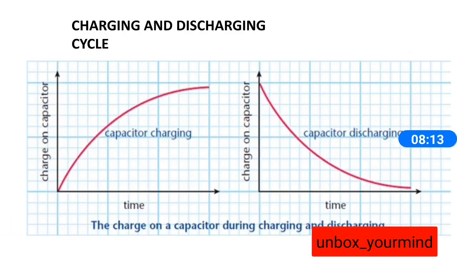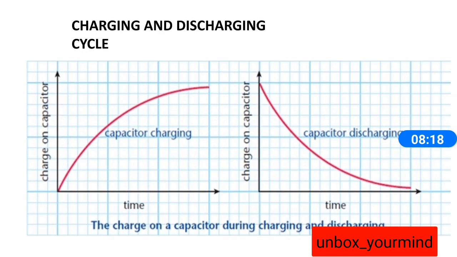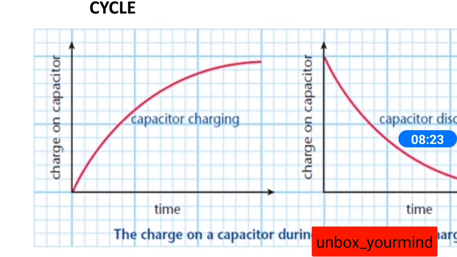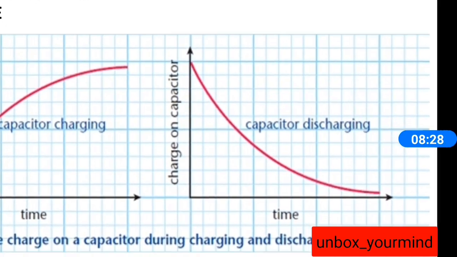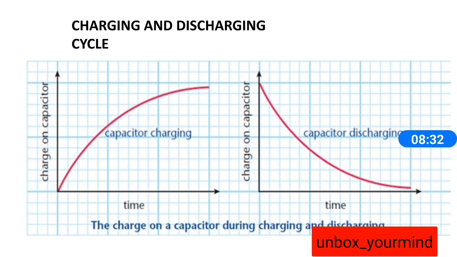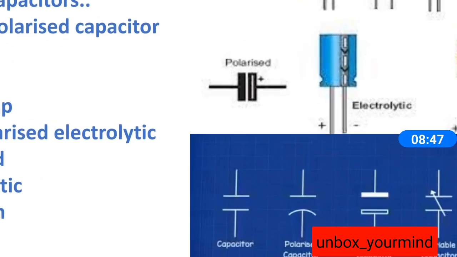So that's it. And this is the graph of the charging cycle and discharging cycle. As you can see, in the first graph, the capacitor will be continuously, exponentially charging itself, and in the second graph it will be continuously discharging until a point. So these are the various types of capacitors. We have non-polarized capacitors and polarized capacitors. Under that we have ceramic, electrolytic, and you will be seeing everything in the upcoming sessions.